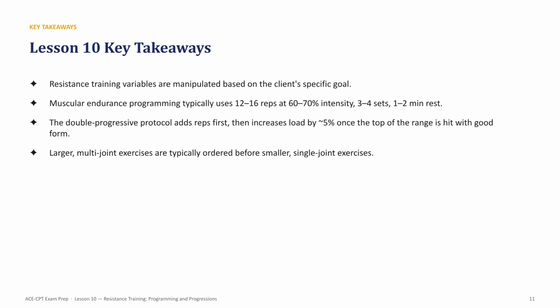The double progressive protocol adds reps first, then increases load by roughly 5% once the top of the range is hit with good form. And larger, multi-joint exercises are typically ordered before smaller single-joint exercises in a session. Those 4 ideas are the backbone of this lesson. Know them well because they show up together on the exam.